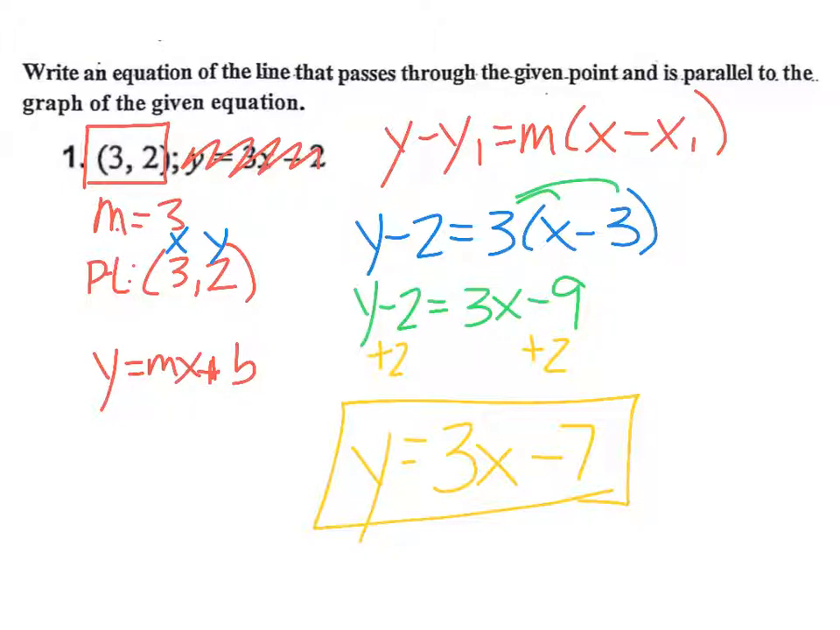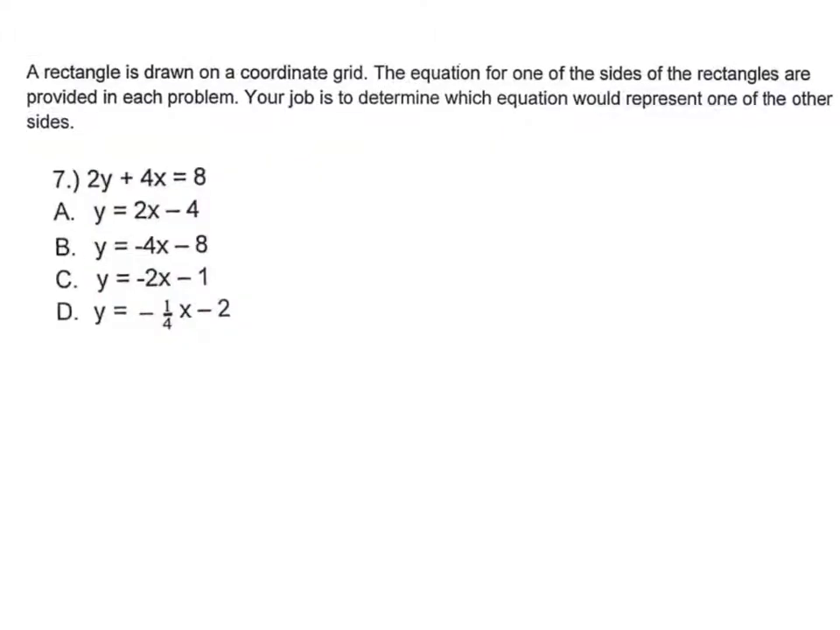Some different types of problems, one that you could see on your MCA, which is coming up very quickly. This one says a rectangle is drawn on a coordinate grid. The equation for one of the sides of the rectangle is provided in each problem. Your job is to determine which equation would represent one of the other sides.